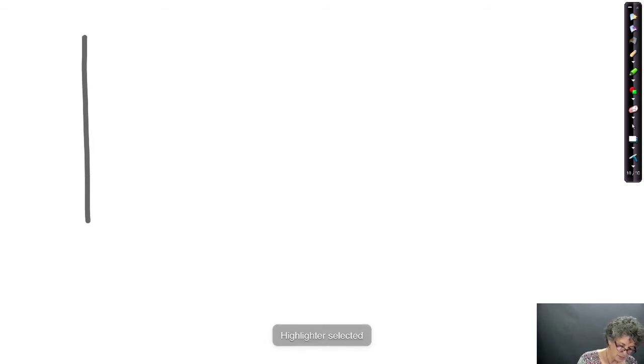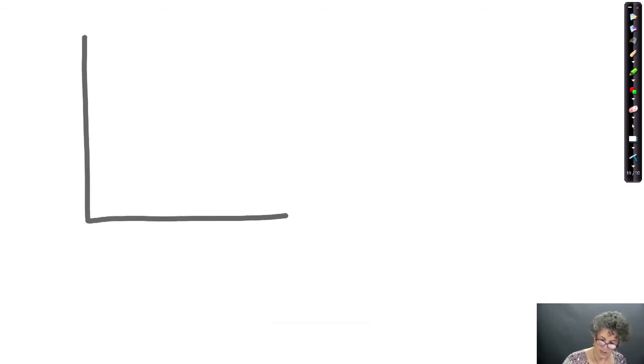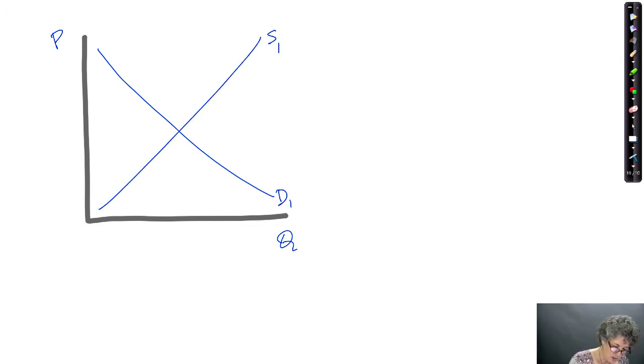So here, let's draw, there, that's better. Let's draw our initial graph. So we've got price and quantity. Draw your initial demand curve D1. Draw your initial supply curve S1. Mark off your initial equilibrium, price P1, and quantity Q1.